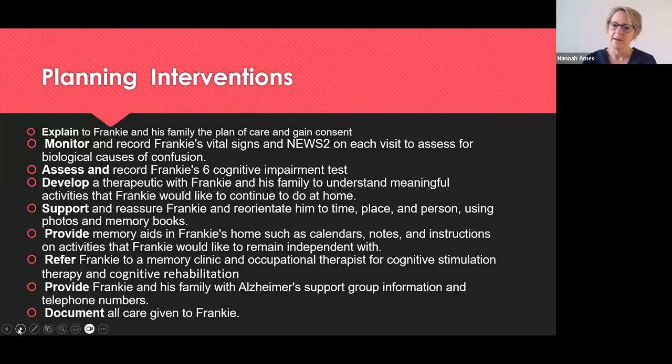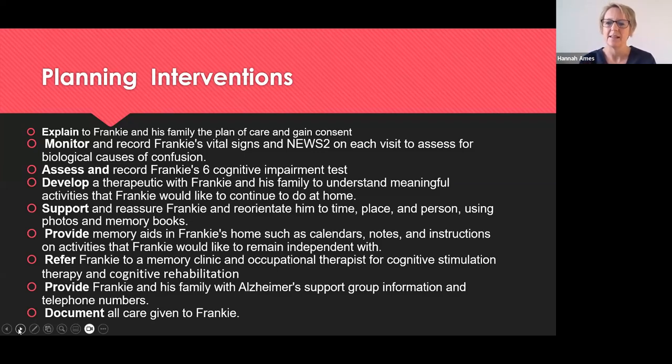We would support Frankie to reorientate him with things such as photos and memory books. And we would provide some memory aids in the home as well. So things such as instructions, notes, things to help maintain independence. And we might do that referral to memory clinic or occupational therapist for that cognitive stimulation therapy and cognitive rehabilitation, or discuss that with the doctor for them to make that referral. And provide the family with some support group information and telephone numbers.